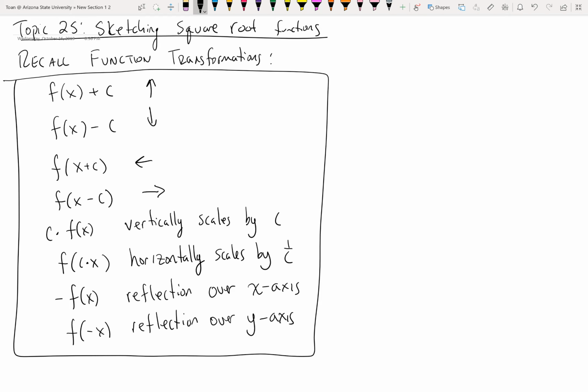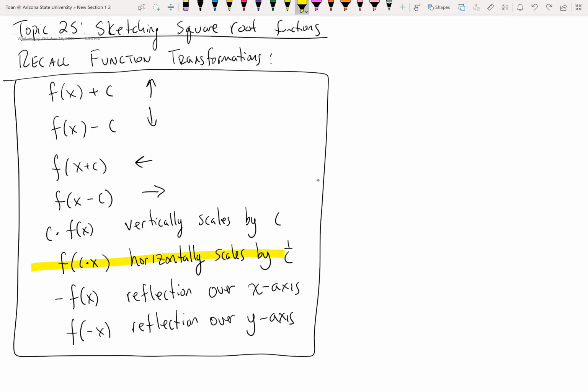So if you were to add a number to a function, you'll move the graph up. Subtract a number from the function, you move the graph down. Add directly to the x, you will move it to the left. Subtract directly from the x, you move it to the right. If you multiply the whole function by a number, you're going to stretch or shrink the graph depending on what you multiply by. Multiply by a big number, you stretch it up. Multiply by a small number, you flatten it out.